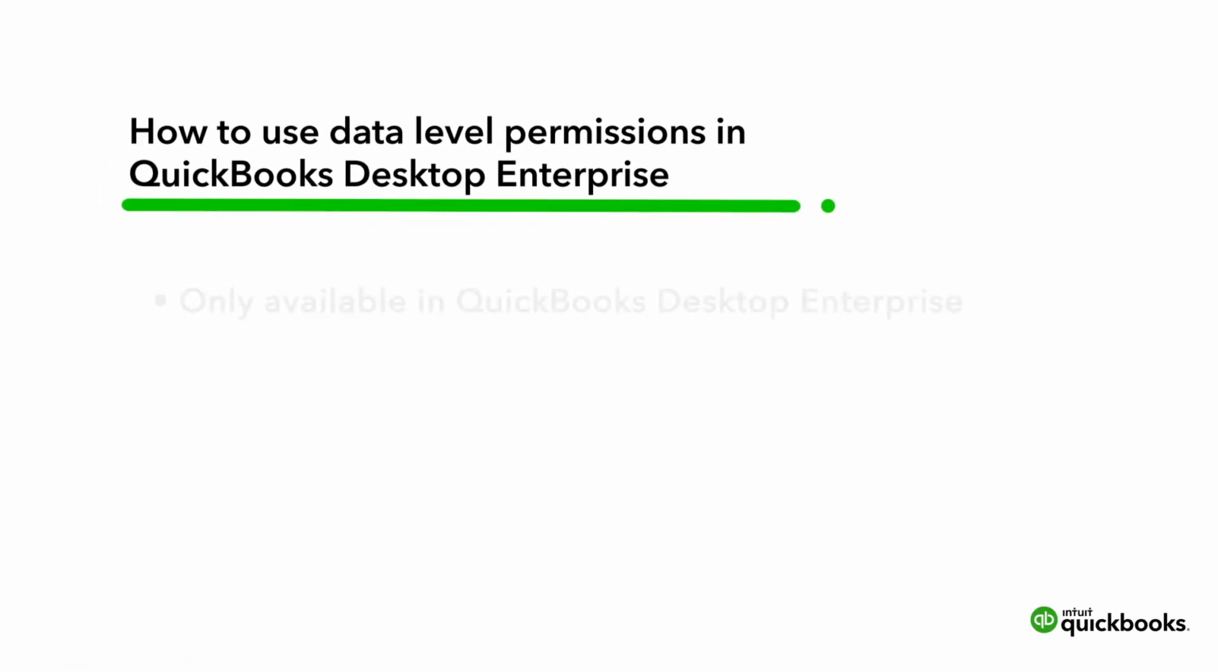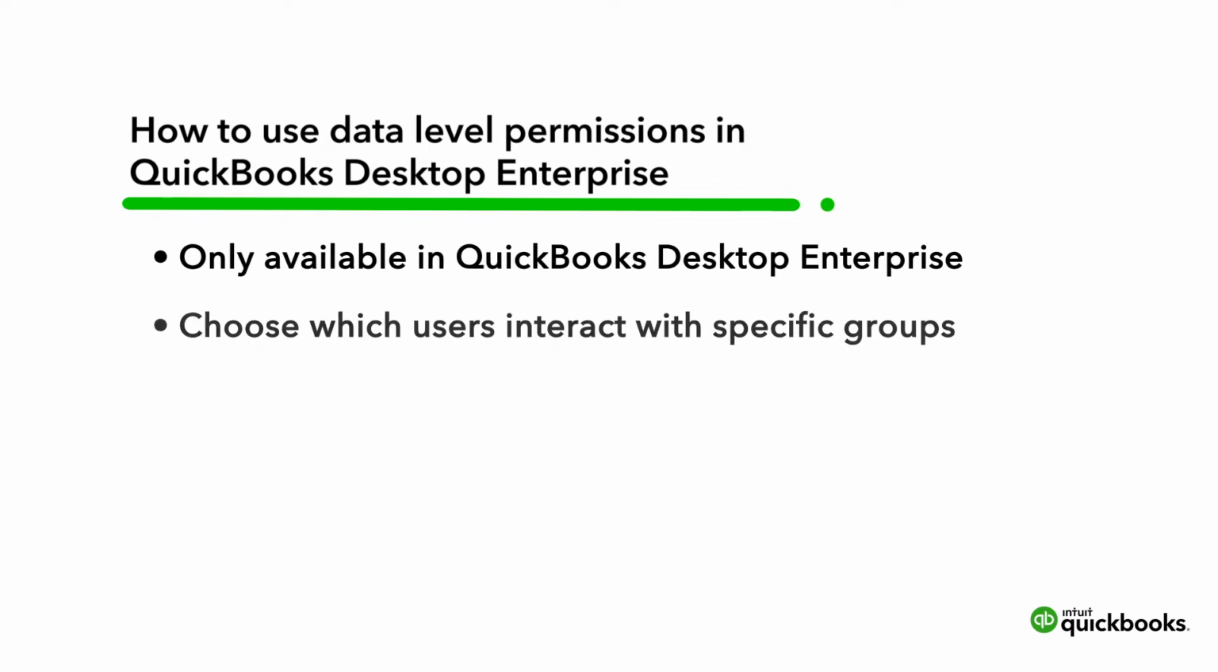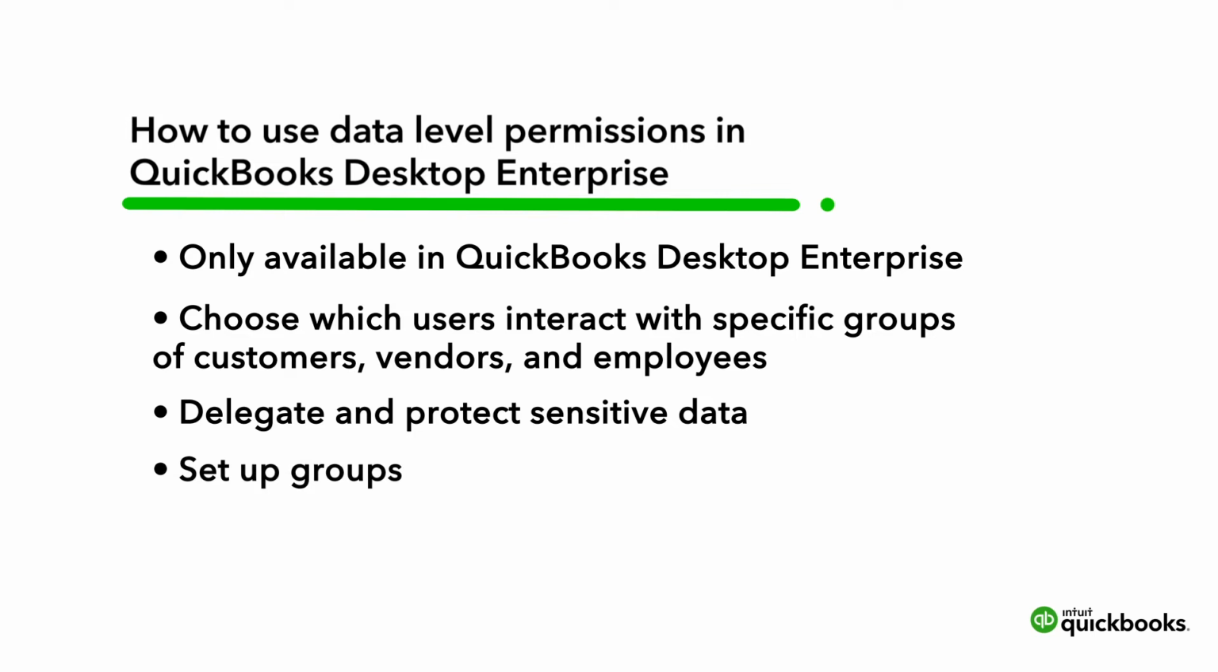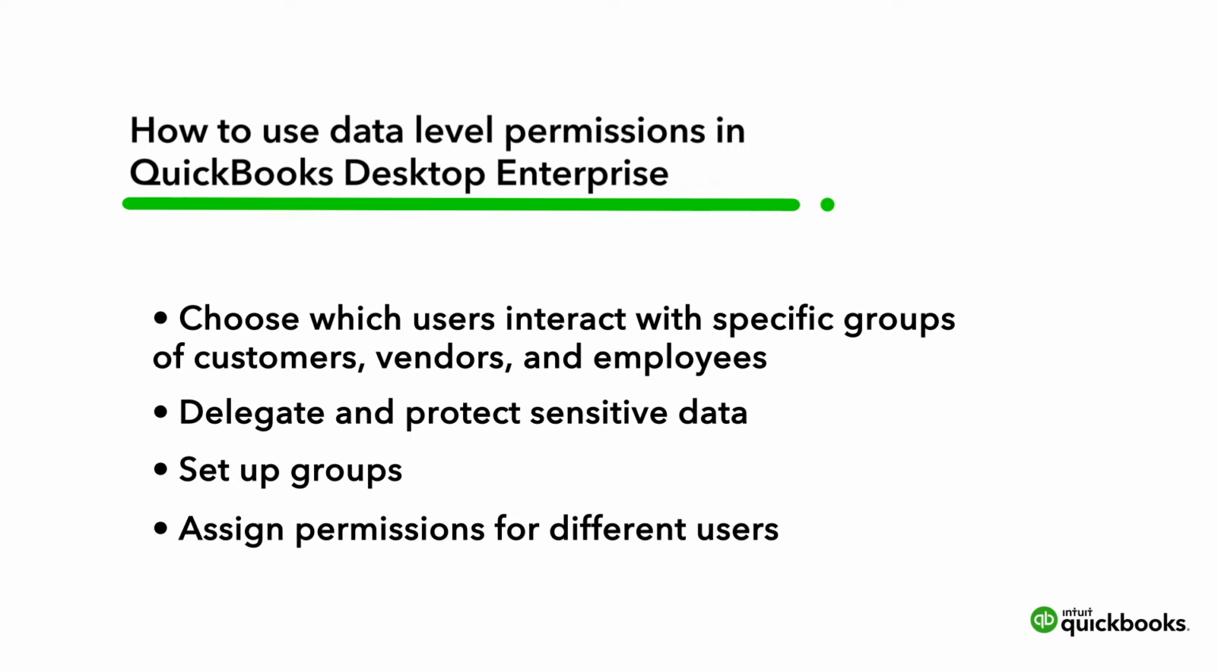Using data level permissions in QuickBooks Desktop Enterprise lets you choose which users can interact with specific groups of customers, vendors, and employees, so they only have access to the data they need to do their job. Custom user permissions lets you delegate while protecting sensitive data, putting the right information in the right hands. Let's look at how to set up customers, vendors, and employee groups, and assign data level permissions for different users.